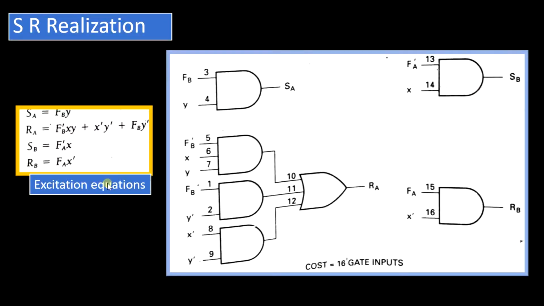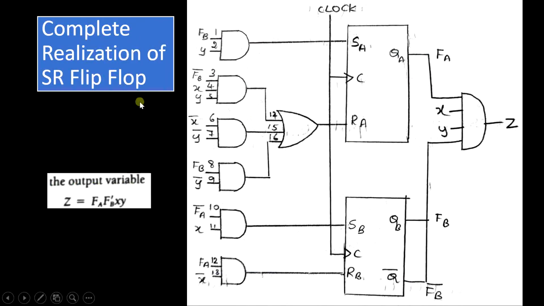Now, coming to the SR realization. For the SR realization, these were the excitation equations that we have seen, and if I am going to realize this, I need to count the number of gate inputs for each of them, and you can see that again in this case the cost would be 16 gate inputs. You have SA, RA, SB, RB. Again the realization for the output variable Z has not been included. So both JK and SR flip-flops have the realization cost of 16 gate inputs, and the complete realization including the output variable Z is shown here.